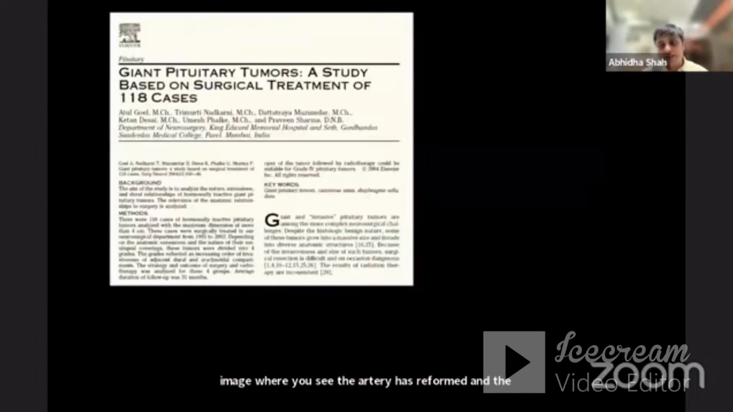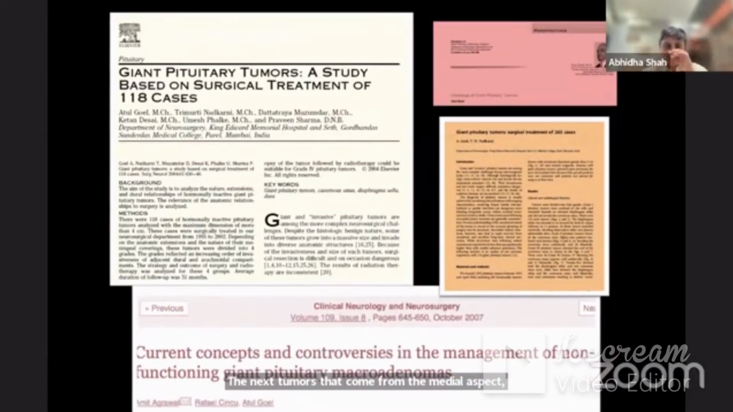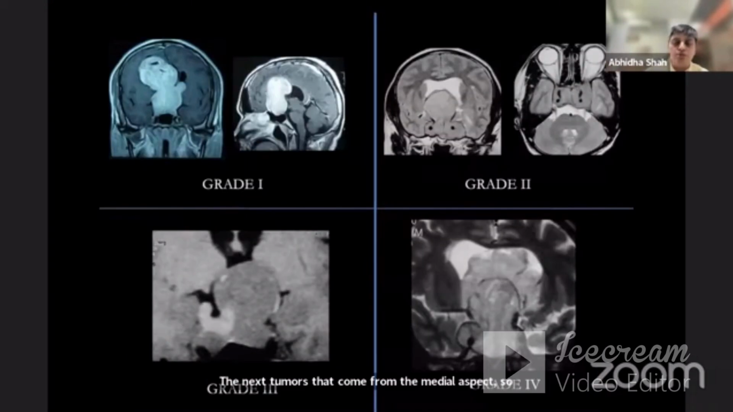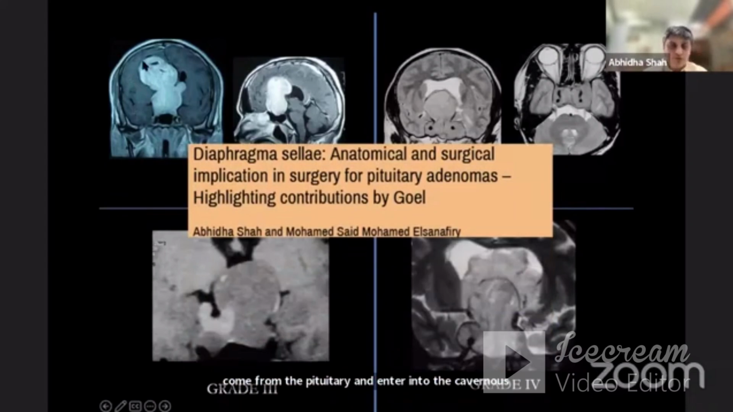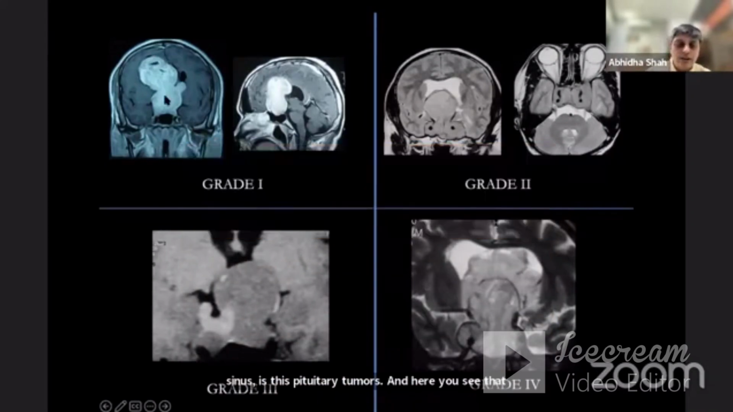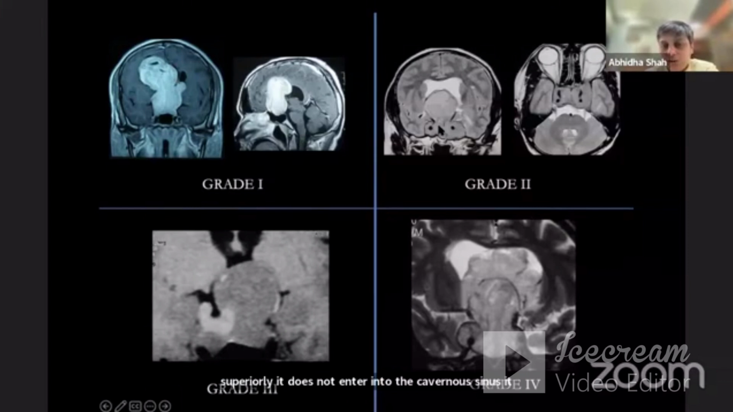The next tumors come from the medial aspect, from the pituitary, and enter into the cavernous sinus. These are pituitary tumors. And here you see that Professor Goel has divided them into 4 grades. This is grade 1, where it grows superiorly. It does not enter into the cavernous sinus. It just goes in the sellar region and grows superiorly. That is grade 1. In grade 2, it enters into the cavernous sinus and encases the carotid, or it may not encase, but it enters into the cavernous sinus.